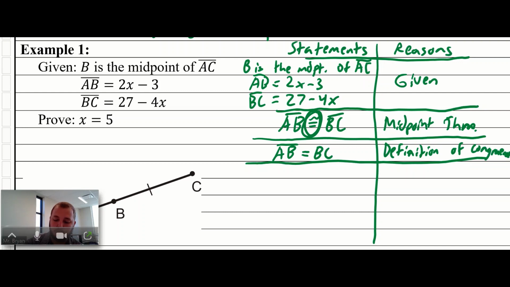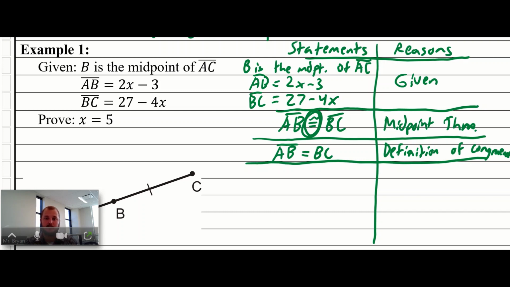Okay? And if you run out of room, that's okay. Like I said, we'll talk about different ways to abbreviate these as well. But that is the definition of congruence. I only use that because I see this misused a lot. I only use definition of congruence when I'm going from saying something is congruent to something is equal. Okay? So now I have AB equals BC.